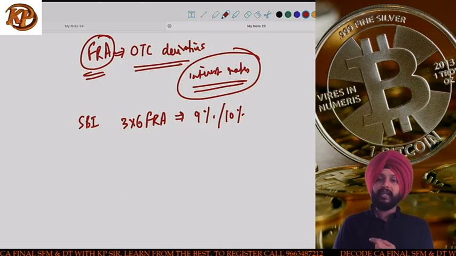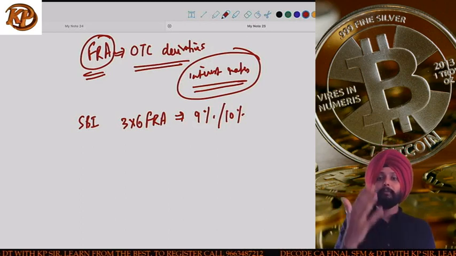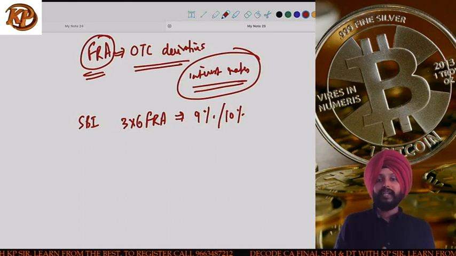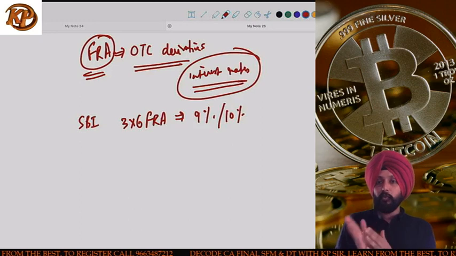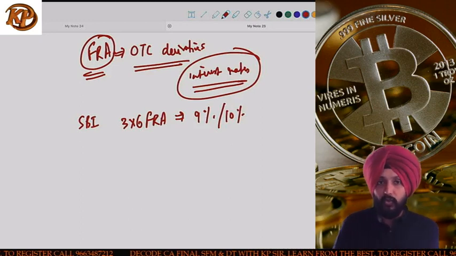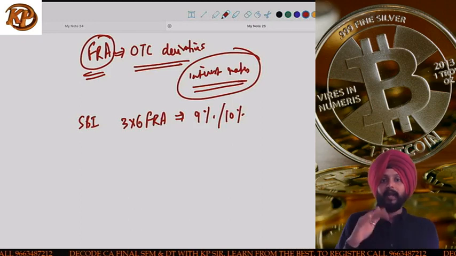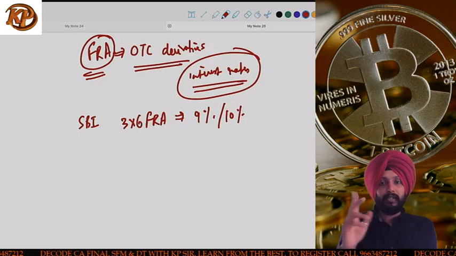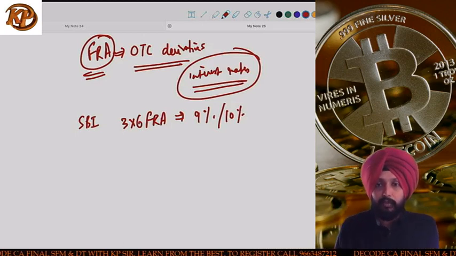Number two, when is it applicable? It is applicable after 3 months. What is the validity? Validity is 6 minus 3, 3 months. After 3 months for 3 months, this is valid. And when is the expiry? Expiry is at the end of 6 months. And when is the settlement done? Settlement is done at the end of 3 months at present value.